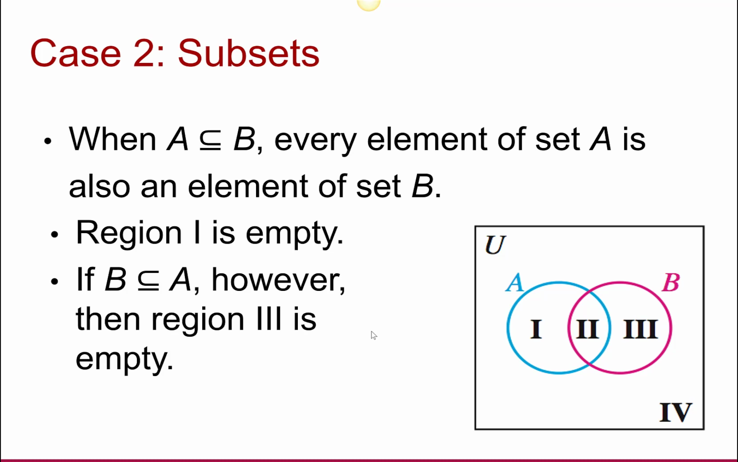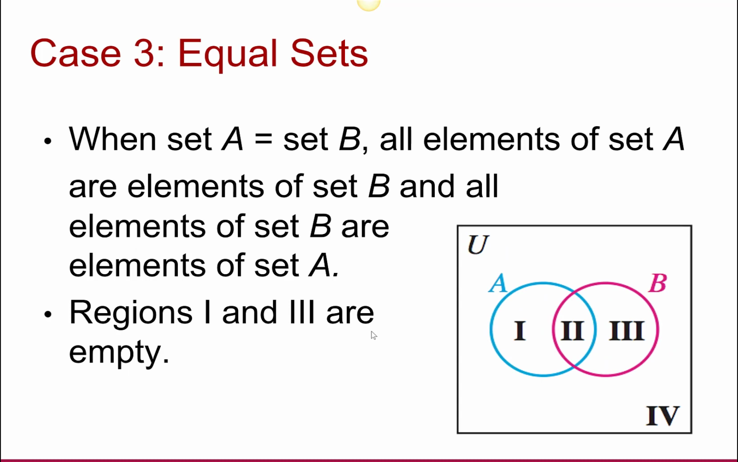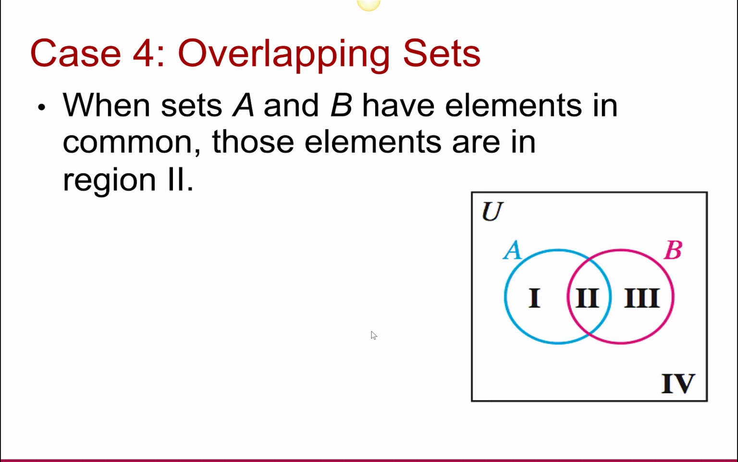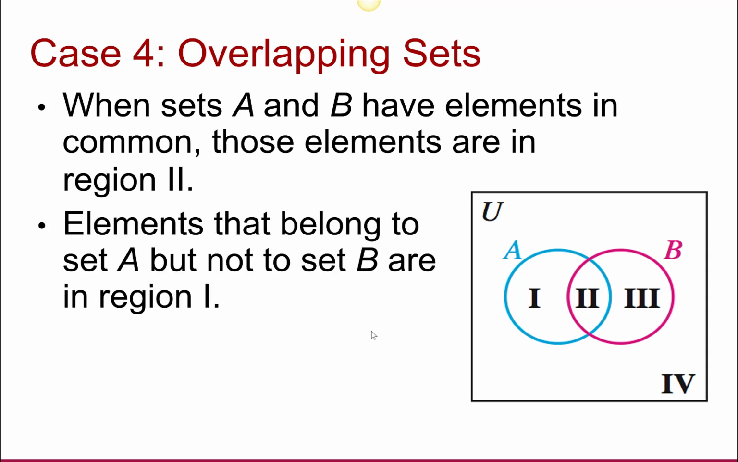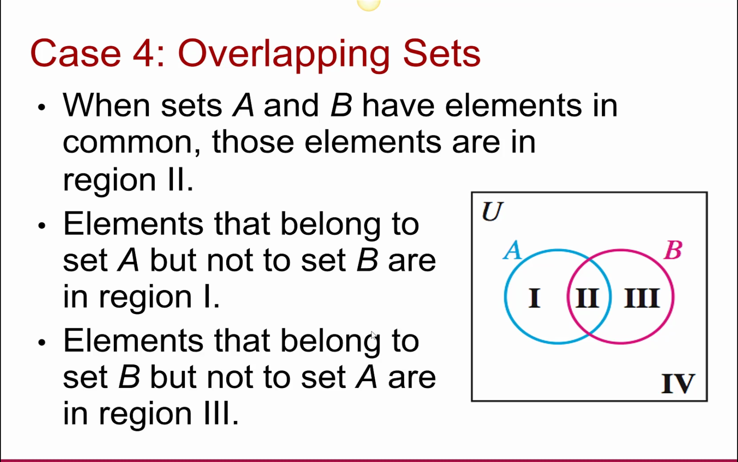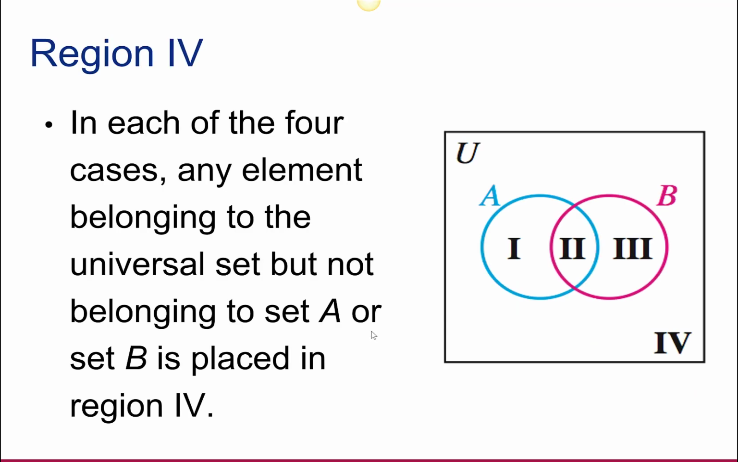If B is a subset of A, then region 3 would be empty. If two sets are equal, then all the elements in the two sets would be represented in region 2, and regions 1 and 3 would be empty. When two sets have elements in common, which is the most common case we'll see, we'll have some elements in region 1 that belong only to A but not to B. Elements that belong only to B will be in region 3, and elements that belong to both sets will be in region 2. Finally, region 4 contains elements in the universal set that do not belong to set A or set B.